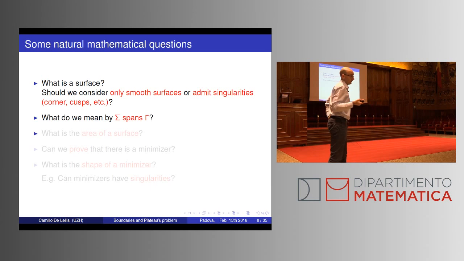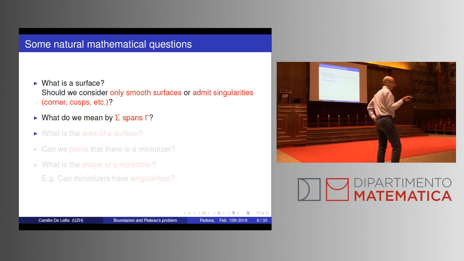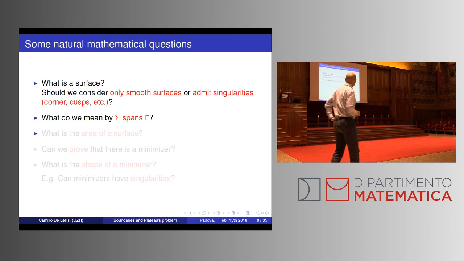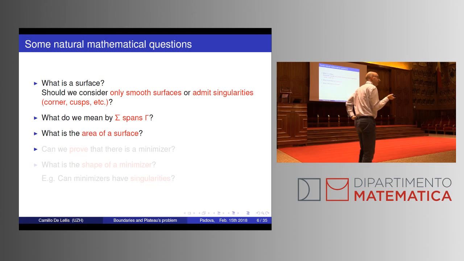Can you take fractals, for instance? When you have surfaces which are quite general, what does it mean that actually your surface spans your boundary? This is another fundamental question. A third fundamental question is, what is the area of a very general non-regular surface, and how do you compute it?